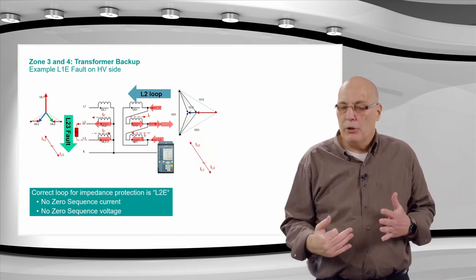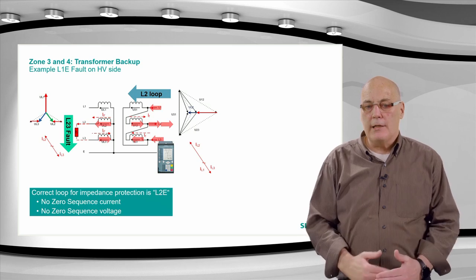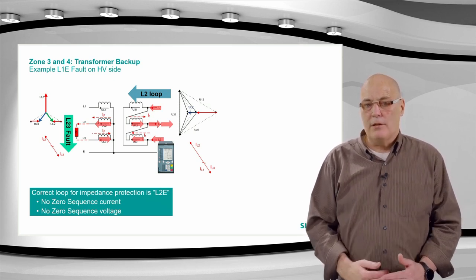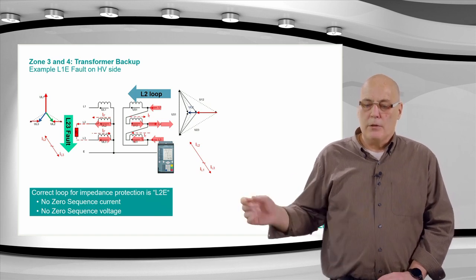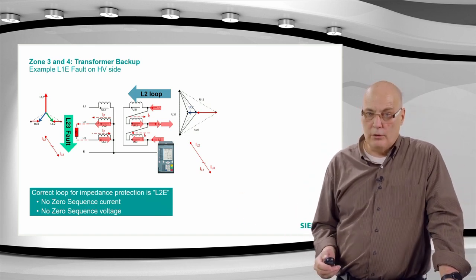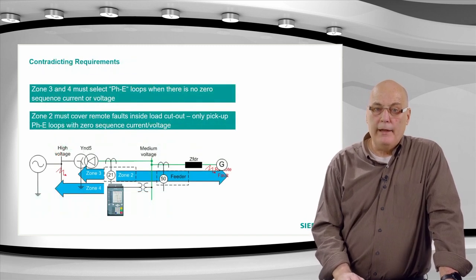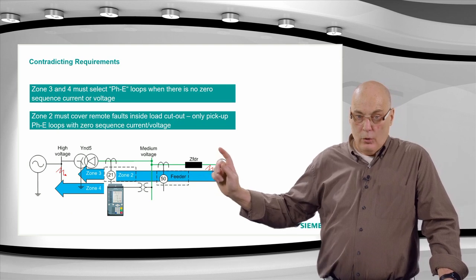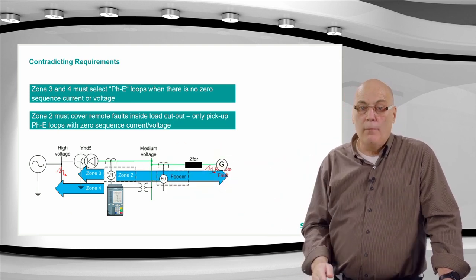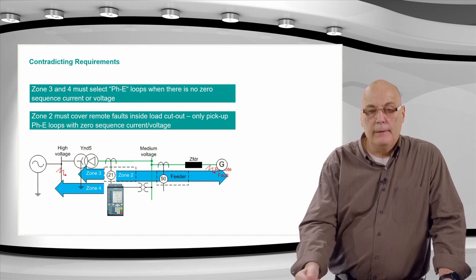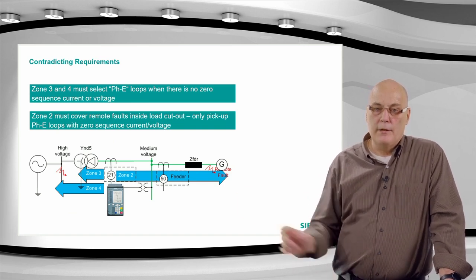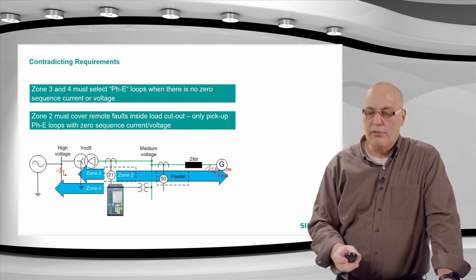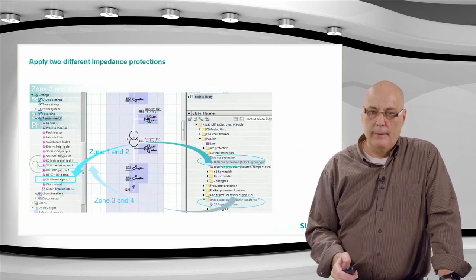A classic distance protection will not be able to do this, because a classic distance protection, to select a single phase loop, the L2 ground loop, must have zero sequence. It must have ground current. So for this, that's why I said on the transformer, we should use the dedicated impedance protection. Because impedance protection will be able to look into the transformer with the zone 3 and 4 and be able to choose the correct loop without having to see zero sequence current or voltage. Because the zero sequence current and voltage is decoupled, removed by the power transformer. It is not coupled through.